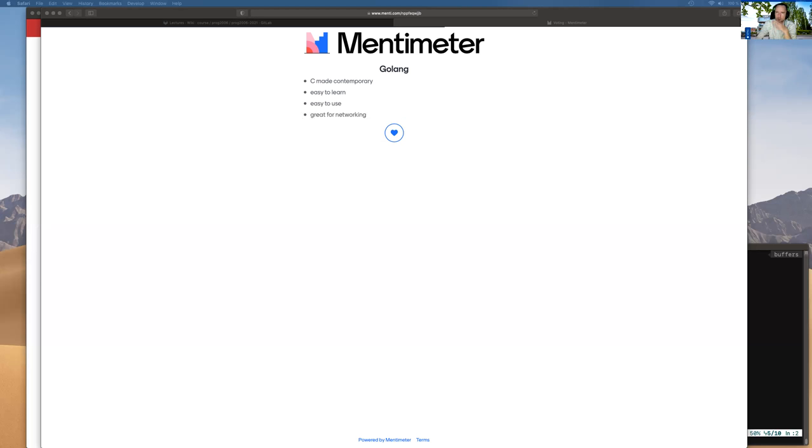It's good for doing networking, in terms of collaborating with others and also programming network stuff. It plays extremely well with Docker. You know, Docker is written in Golang, so here you go.